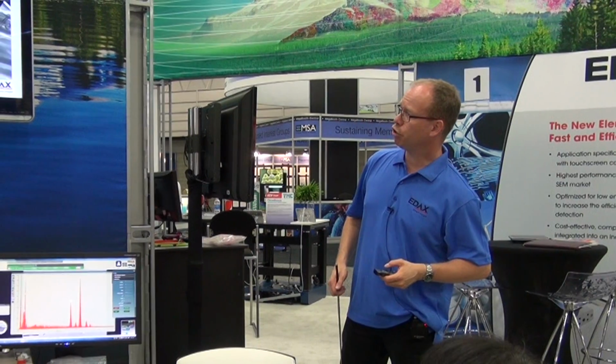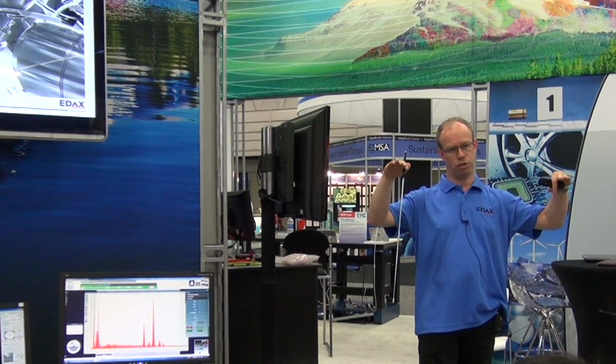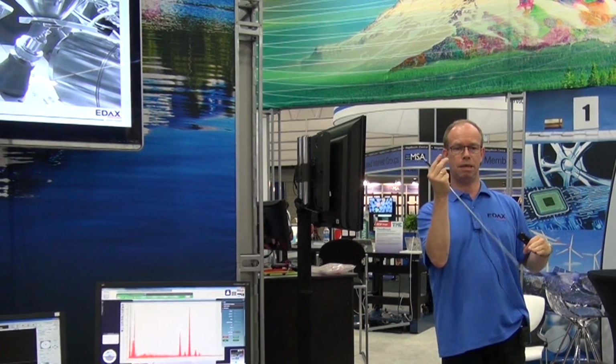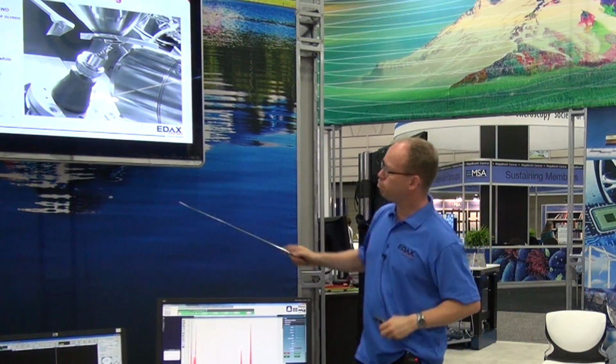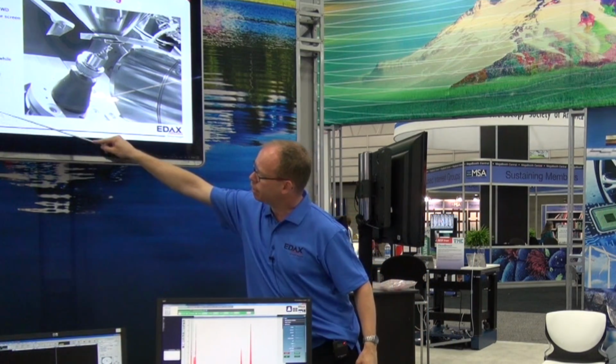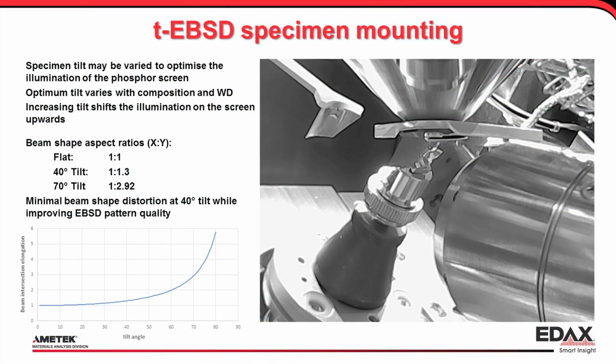Now, in the literature, you may also find that you want it flat to optimize the resolution, because then your beam profile is circular. Now, if you plot it, you can see here that there's almost no deviation from circle up to about 40 degrees. And only after that, it really shoots up to a factor of 1 to 3 ellipse that we have in the normal EBSD. So do we compromise with the resolution or the quality of the pattern with the angle?